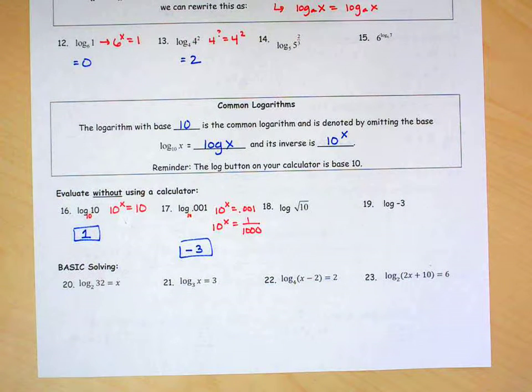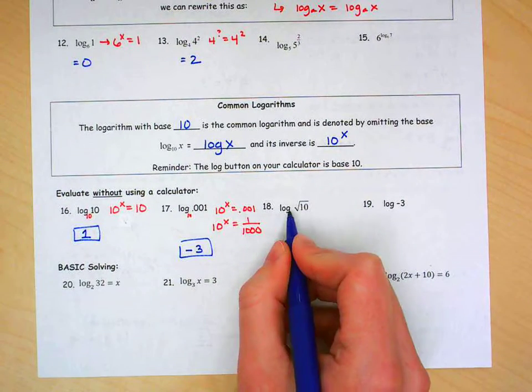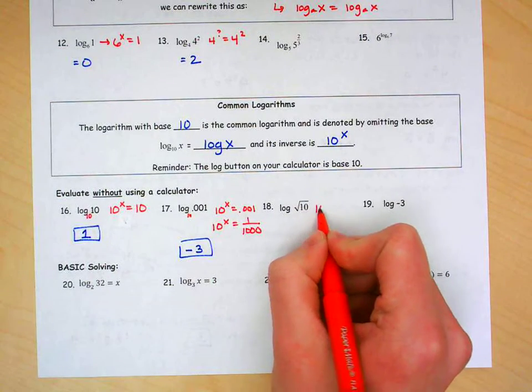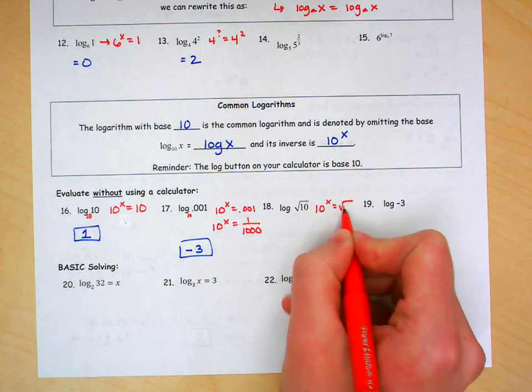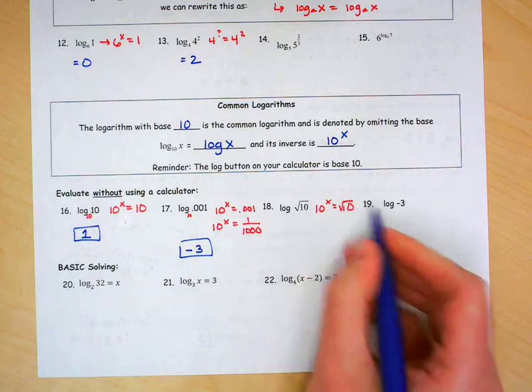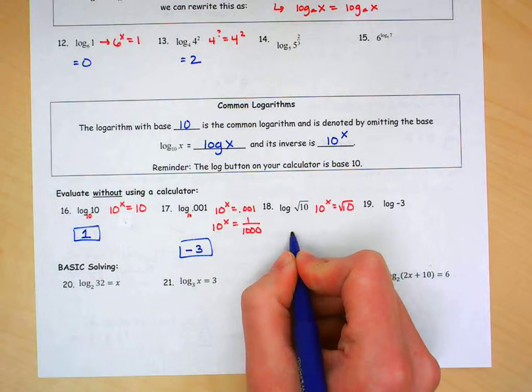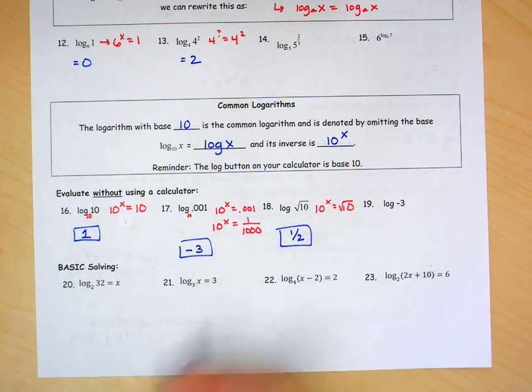10 cubed is 1,000. So my answer is -3. Okay. Let's look at this one. This is saying 10 to the what power is equal to the square root of 10. Well, we learned to take the square root, we have to have an exponent of 1/2.